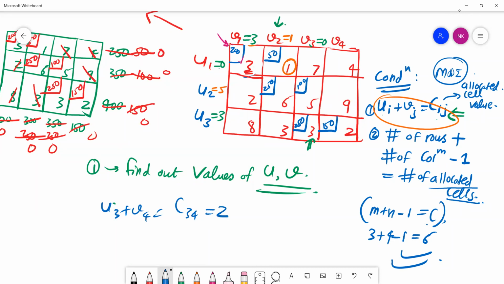It is equal to 2. U3 is 3 plus V4 is equal to 2. That means V4 is equal to minus 1. It's completely fine. Minus 1. So ultimately, what we can say is that we are simply adjusting the values corresponding to the allocated cells.